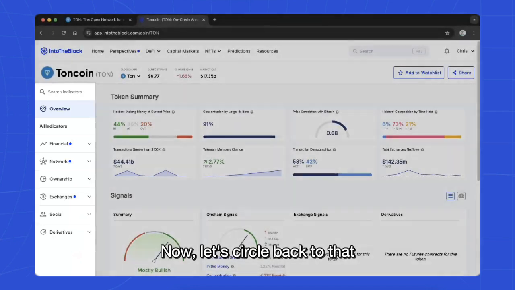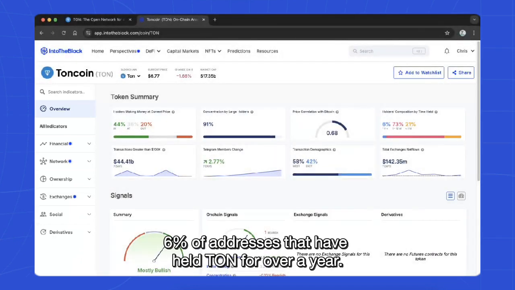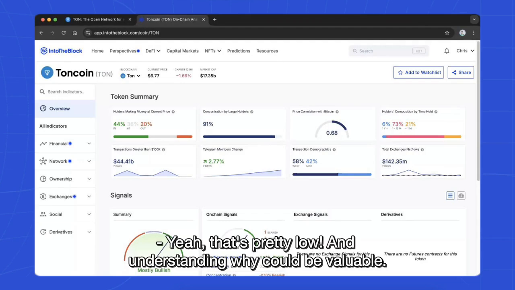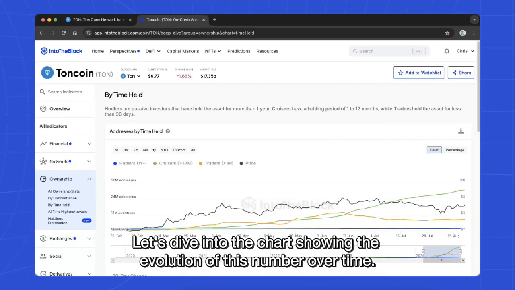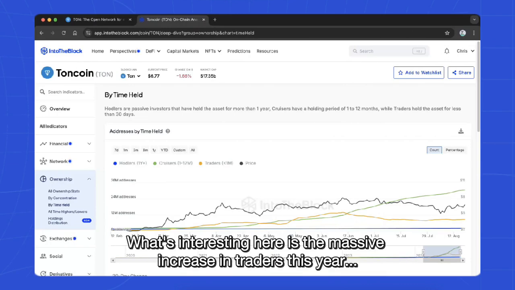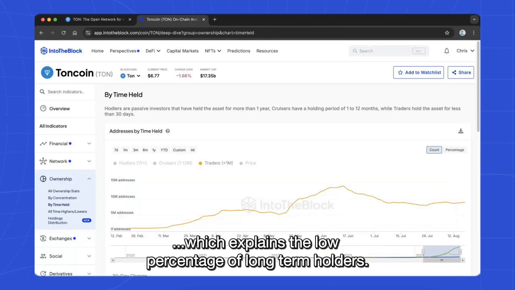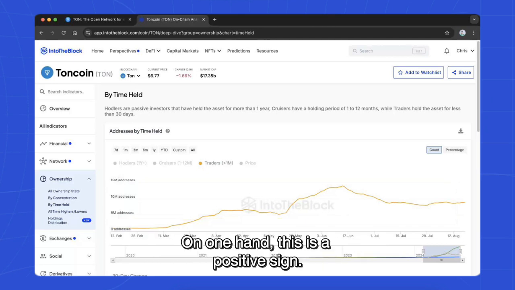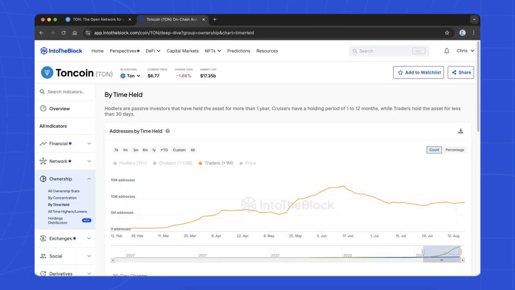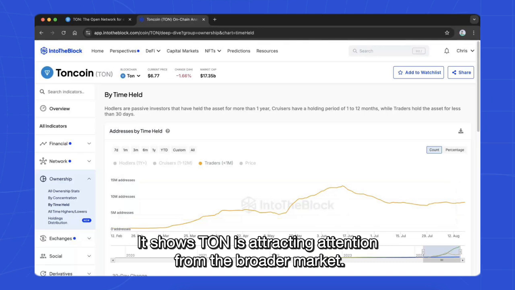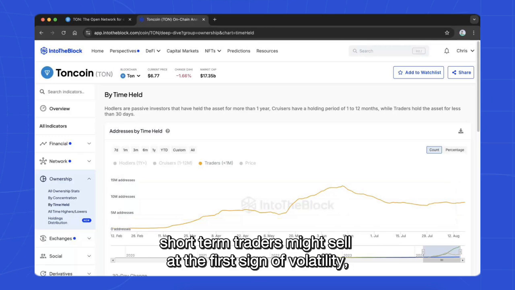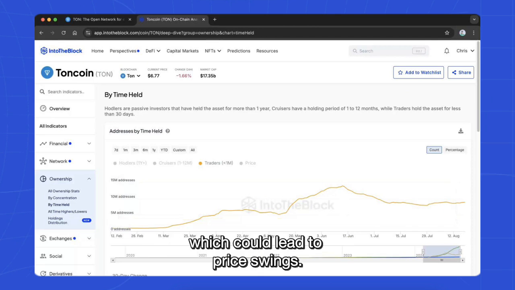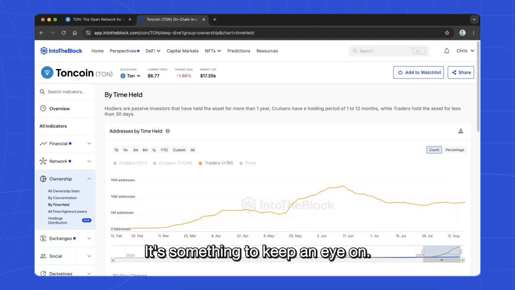Now, let's circle back to that 6% of addresses that have held TON for over a year. Yeah, that's pretty low, and understanding why could be valuable. Let's dive into the chart showing the evolution of this number over time. What's interesting here is the massive increase in traders this year, which explains the low percentage of long-term holders. On one hand, this is a positive sign. It shows TON is attracting attention from the broader market. Totally. But on the other hand, short-term traders might sell at the first sign of volatility, which could lead to price swings. It's something to keep an eye on.